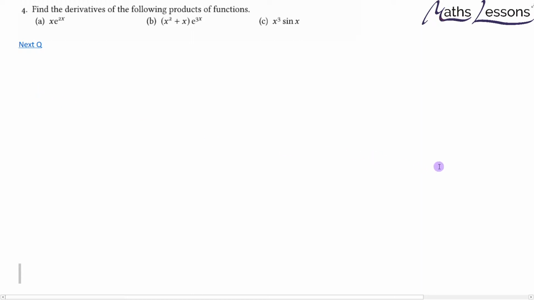Okay, question 4. Find the derivatives of the following products of functions. Got a bit of product rule, and on one of them a little bit of chain rule going on as well. So have a go at that. I'm going to reckon you should be able to do this in 3 minutes.